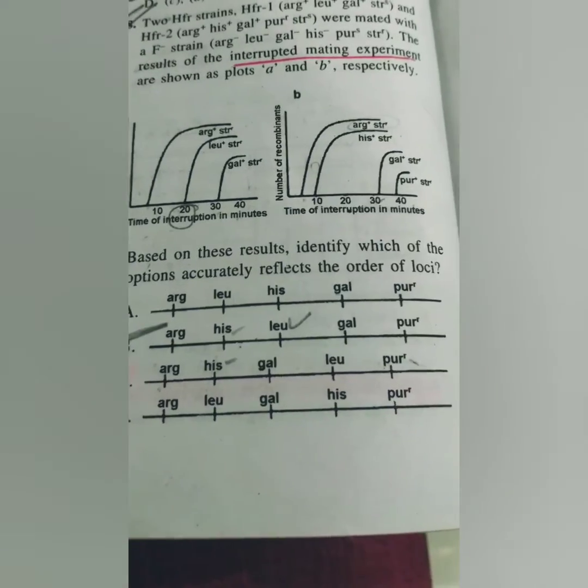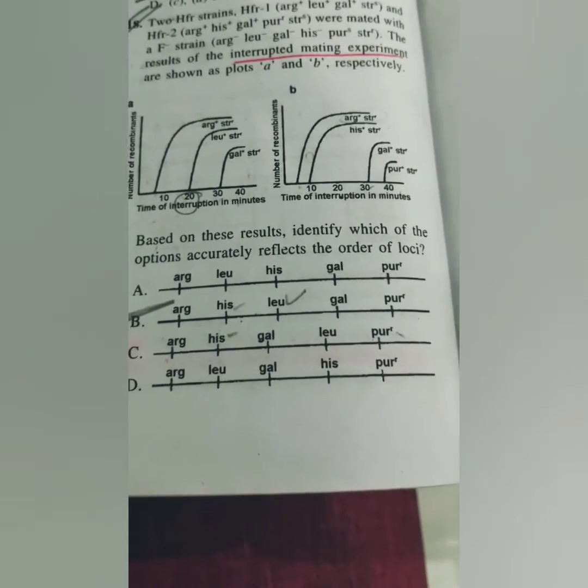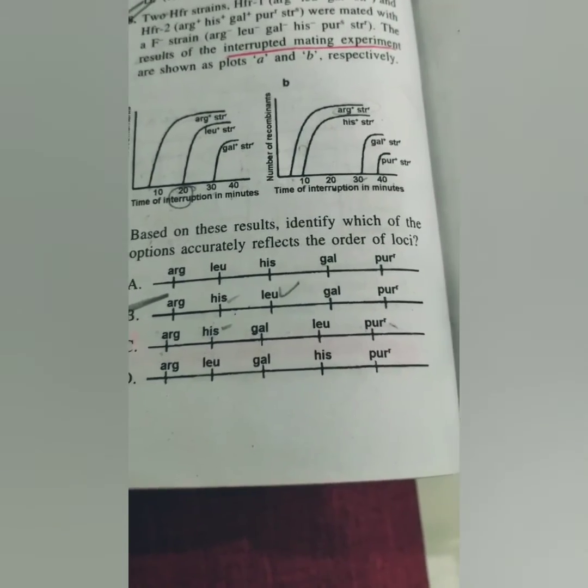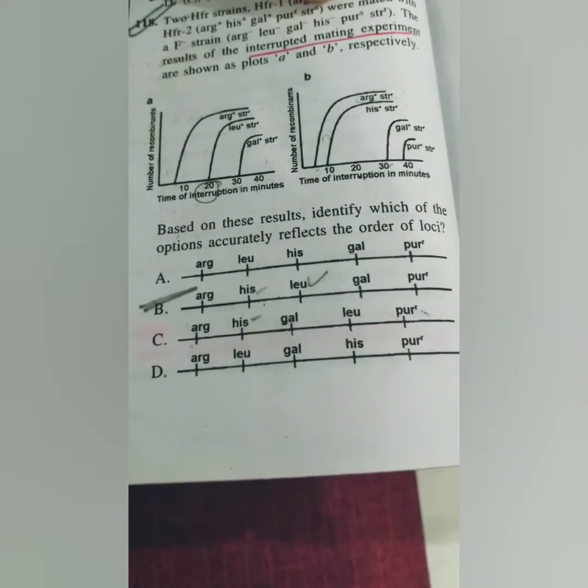So now let us solve the question. In this question, it is asking us to find out the order. As you can see, there are 2 graphs given in this question. First of all, let us analyze the graphs, and then we'll find out the order. If we analyze the graph, we can fetch this information depending upon what is depicted. Graph 1, or graph A, shows that arginine came before 10 minutes, leucine came at 20 minutes, and GAL plus came at 30 minutes.